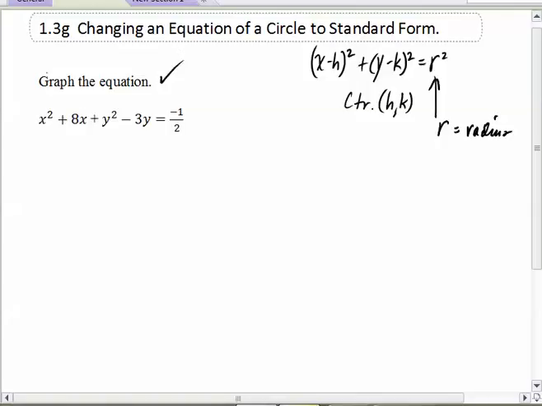Now, I'm looking at this equation and you might be saying, how do I know that it's even a circle? Well, there's an x squared and a y squared. Unless it's an ellipse or a hyperbola, and we're not talking about those, then it's a circle. There's no way that we can have a line with an x squared and a y squared. We can't even have a line with an x squared. And so we know that this is a circle because we have an x squared and a y squared.